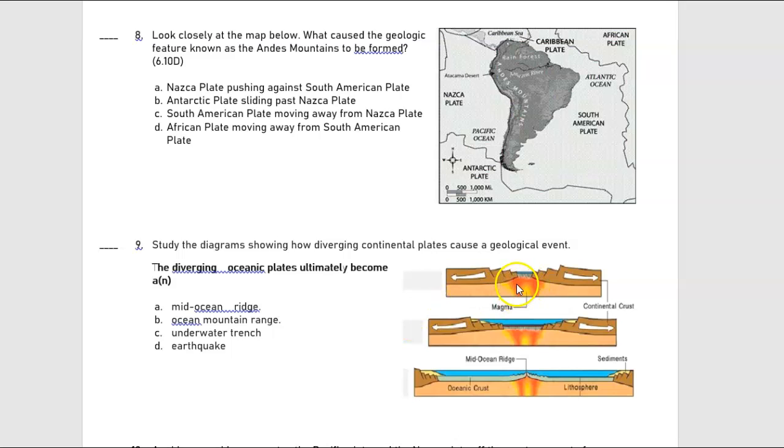So here we have the diverging oceanic plates. So this is how they start out. They move apart more, and this is how they end up. What is this? A mid-ocean ridge, an ocean mountain range, an underwater trench, or an earthquake?